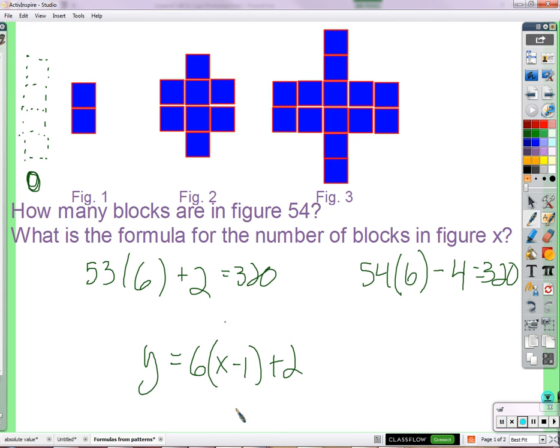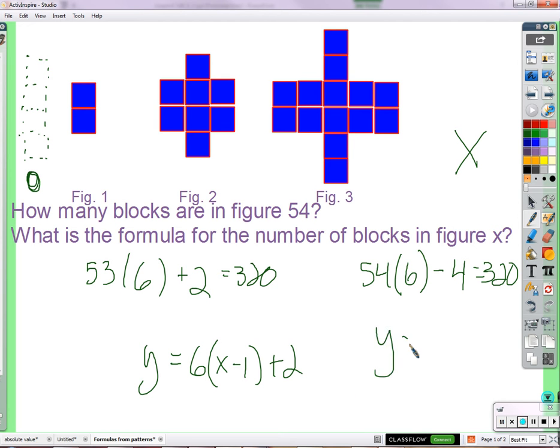Okay. So explain the x minus 1. Will somebody explain that for us? On every one of them, you have to go down by 1. Whenever we think of starting from figure 1, whatever the figure number x is, figure 54, figure 87, whatever it is, we always take 1 away from it because we're calculating the number of steps it's going to take to get there from figure 1. So 1 less than the figure number times 6 because it goes up by 6 every time. And plus 2 because we're starting at figure 1, so we add all that extra on to the original 2 blocks.